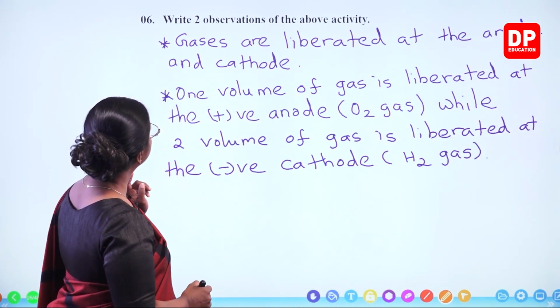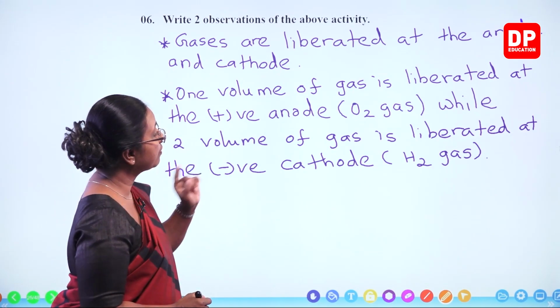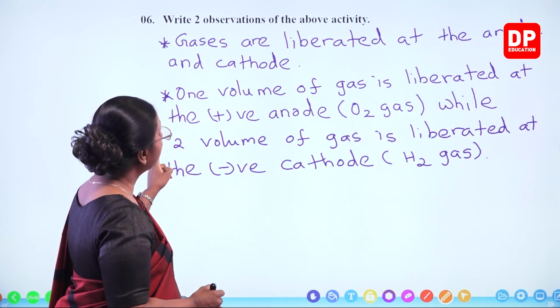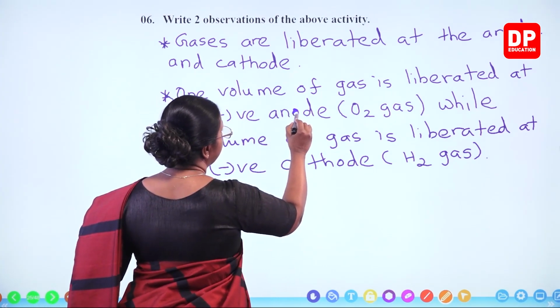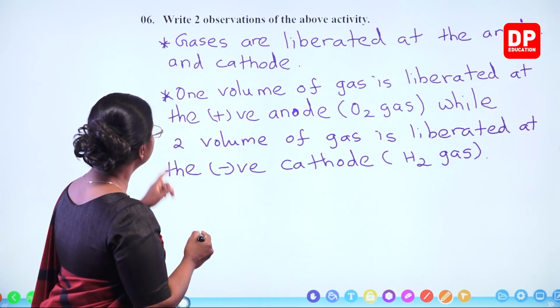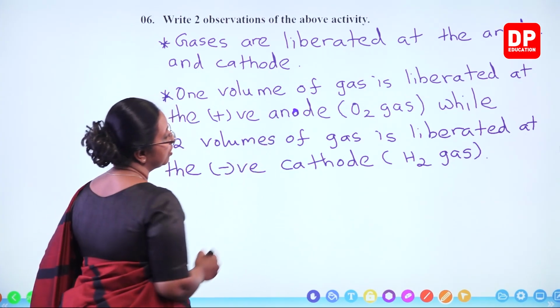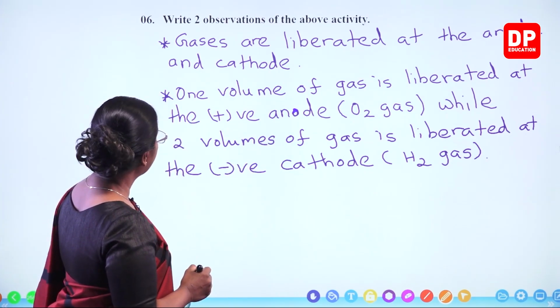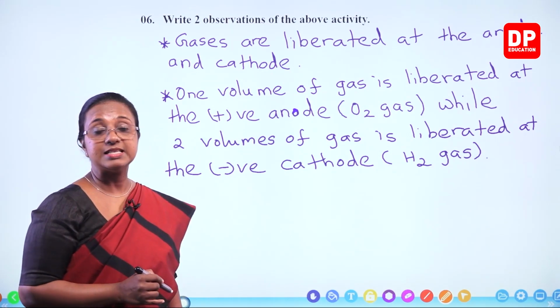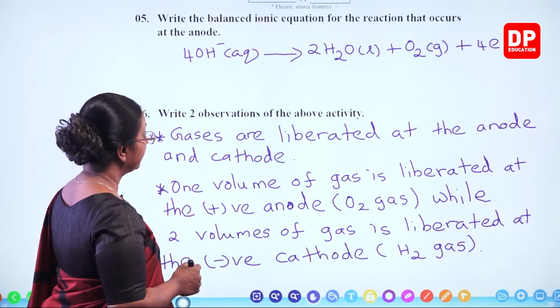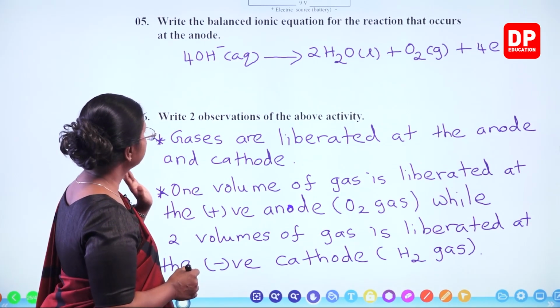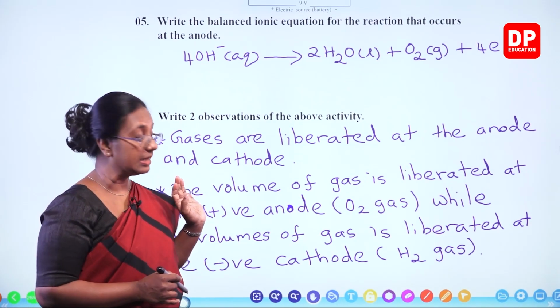Gases are liberated at the anode and cathode. 1 volume of gas is liberated at the positive anode, that is O2 gas. So, here this is anode, while 2 volumes of gas is liberated at the negative cathode, that is hydrogen gas. So, I have included both the observations here, 2 observations, I have included them there.